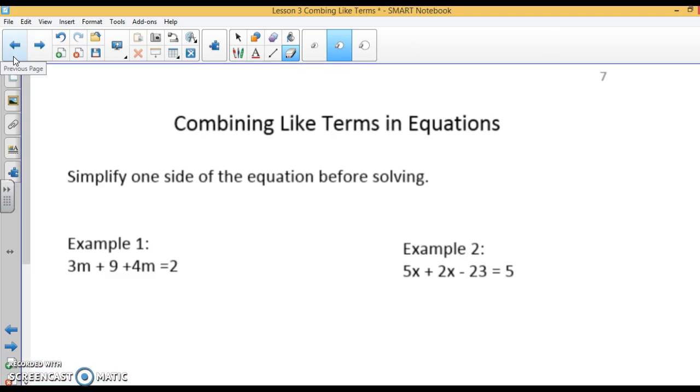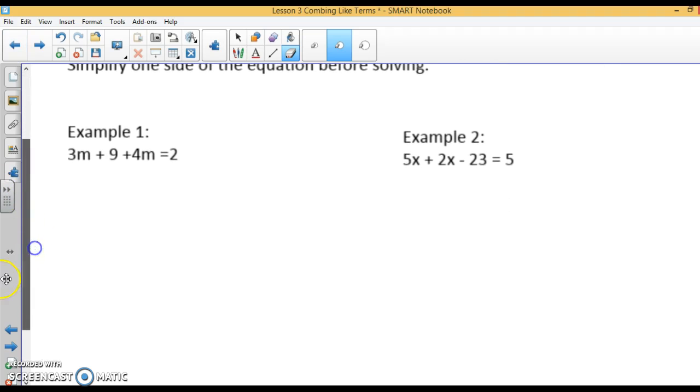So in our note packets, if you flip to page 7, that's where our combining like terms and equations will be. Now, this isn't anything new. We've done combining like terms before in class, so it's going to be a little review again in case you're a little rusty. So if we look at our first 2 examples, we want to solve for our variable, right?